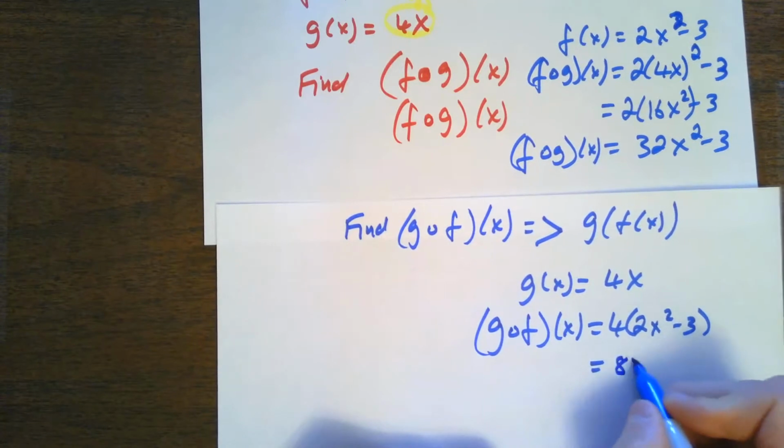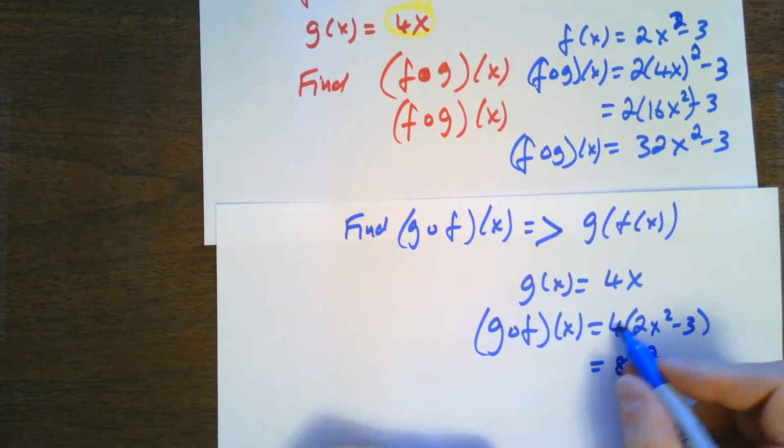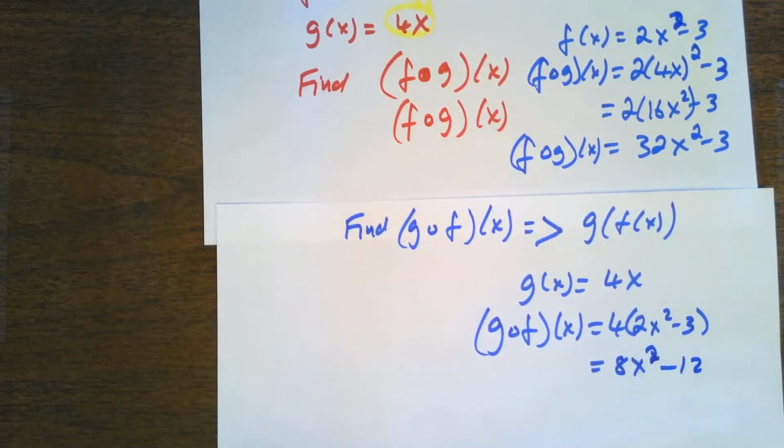4 times 2, 8x squared. 4 times 3, minus 12. And I want you to see that f of g of x and g of f of x are two completely different things. We can also evaluate them. We can plug a specific number in there and find the value.